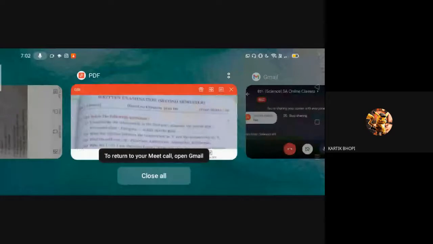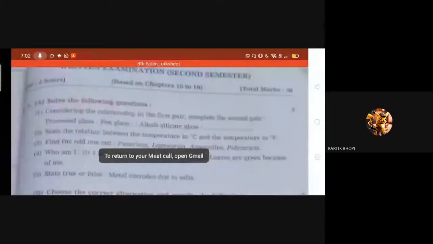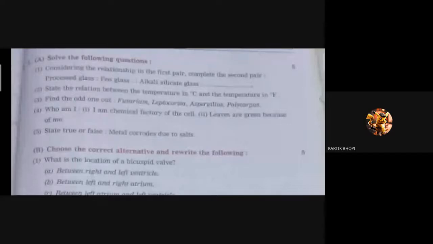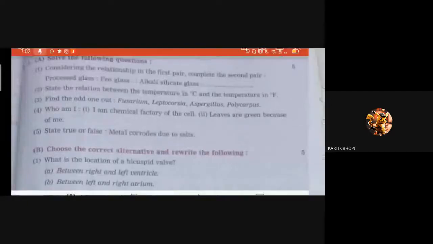Your question number one. Solve the following question. Considering the relationship in the first pair, complete the second pair. Process glass, pen glass. Alkali silicate glass is what?